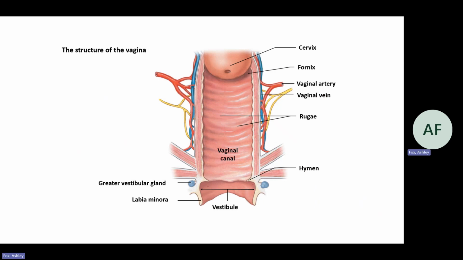So again, rugae, the hymen is here, the vestibule between the labia minora, and the cervix is going to be up here. We'll talk about that later. Fornix and vaginal canal.